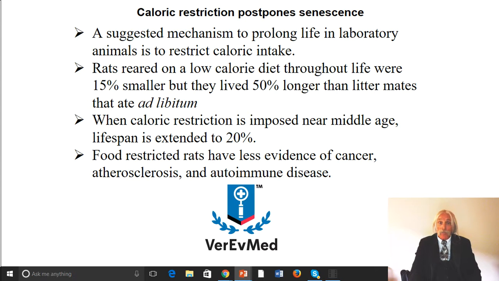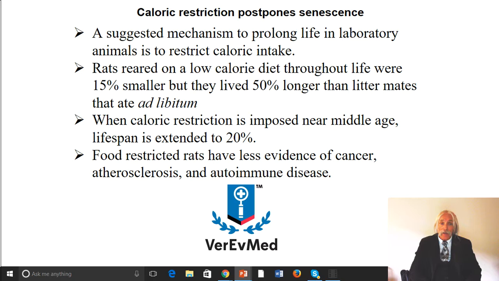So rats reared on a low caloric diet, by this I mean cutting their calories in half throughout life, from when they're pups all the way until they're finally in old age, were, on the average, in a couple of studies that I've examined, 15% smaller. So there's that size differential. But interestingly, fantastically, they lived about 50% longer than their litter mates.